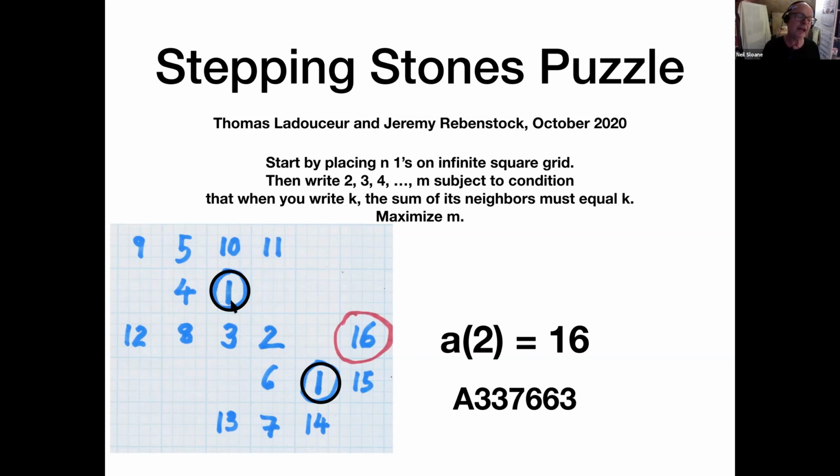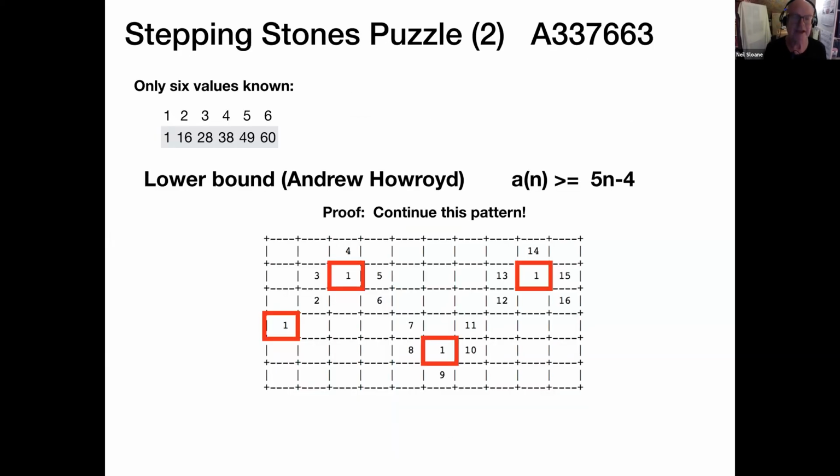And then once we've done that, we can put the 3 here because it's got 2 neighbors, 1 and 2. So now we have 1, 2, and 3, and a 1 here. And then we can put a 4 here because we've got 1 and 3. And then we can put a 5 here, and 6, and so on. And after a while, you get up to 16. And they proved that you can't do more than 16, starting with 2 1s. And that's the puzzle, that's the sequence, 3, 3, 7, 6, 6, 3.